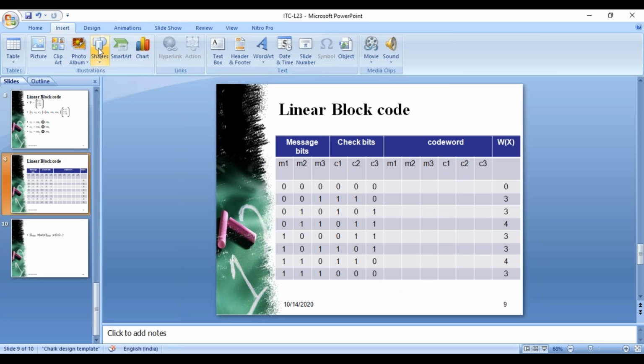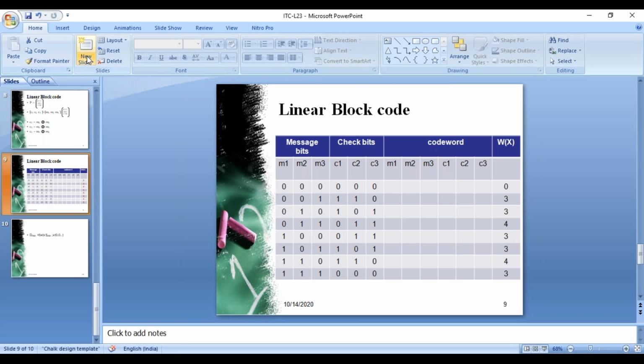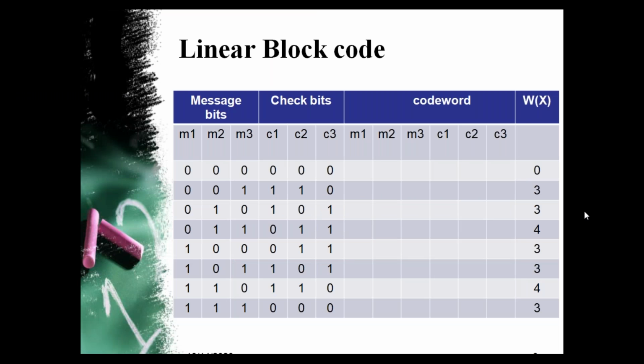Therefore, in this example, the d minimum, that is the minimum distance of this particular linear block code, is found by considering the weights of the code words. Avoid the complete zero code, for which the weight will be 0. Other than that, the different weights are 3, 3, 4, like that. Out of these, the minimum value is 3. Therefore, 3 is the minimum distance of this particular block code.